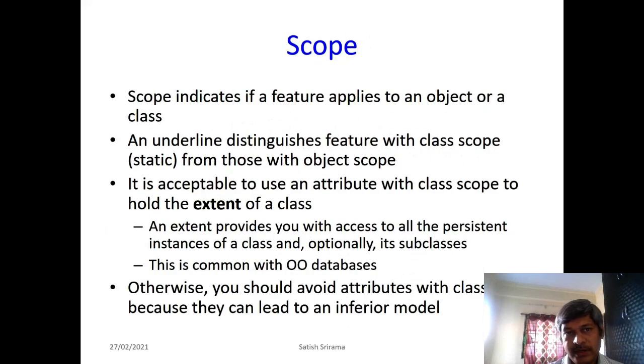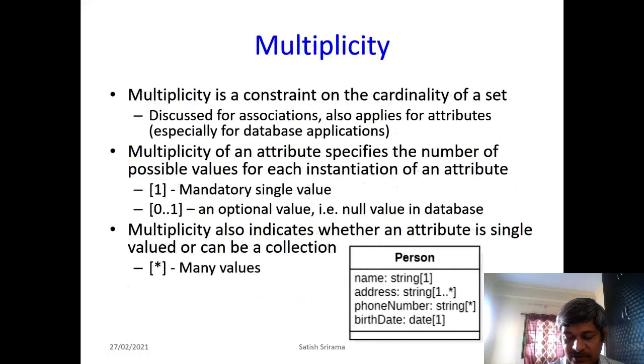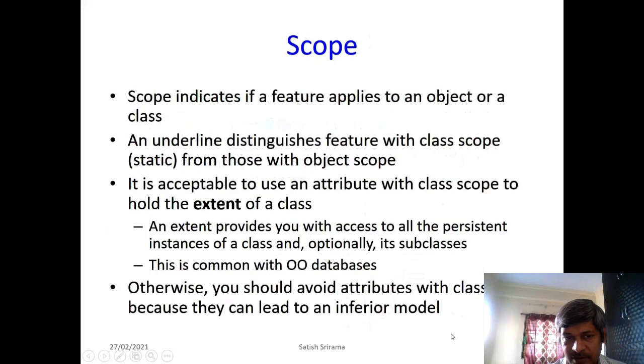Now let us look at the next concept, which is called scope. Scope is very interesting. Actually, scope indicates if a feature applies to an object or to a class. Say for example, here we are seeing a lot of features. Remember, feature always means both the attributes and also the operations. Here we don't have the operations, but it can also be for operations.